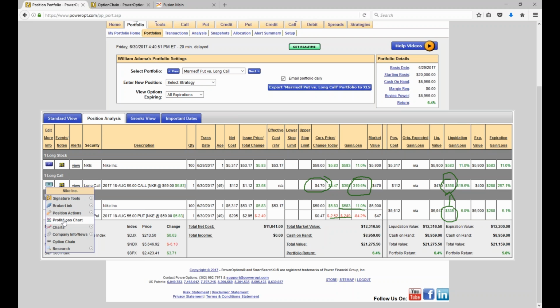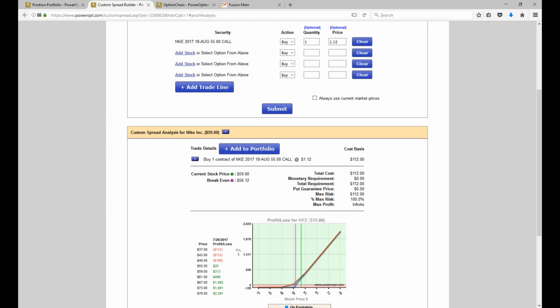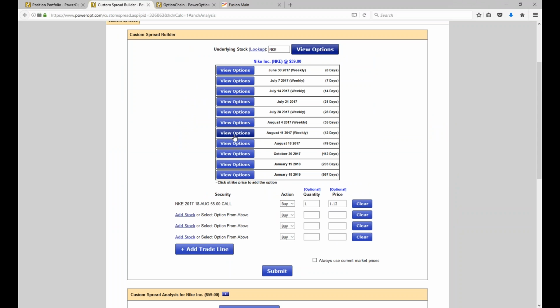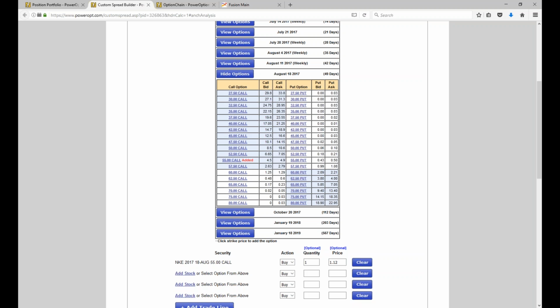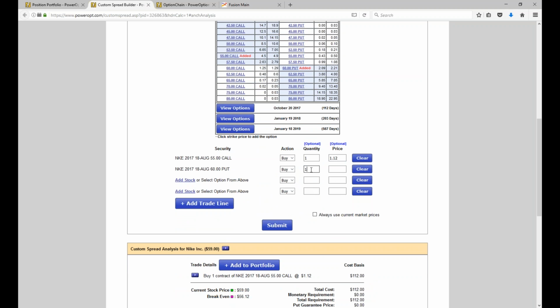Okay? Now, what would it be if you added a put to this right now? Well, let's go to the profit and loss chart, and let's say you added a 60 put to your long call. Now, you're going to buy an August 60 with these prices. Let's go to August 18th, and you're going to buy a 60 put for, I'm going to call it 215. Why not? Okay, Jerry?